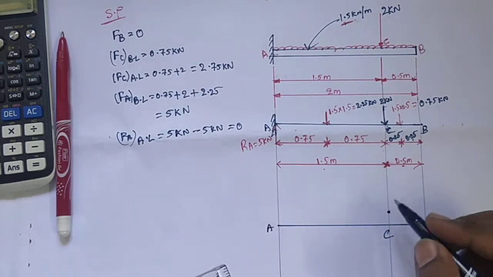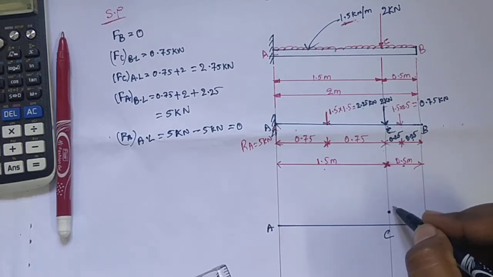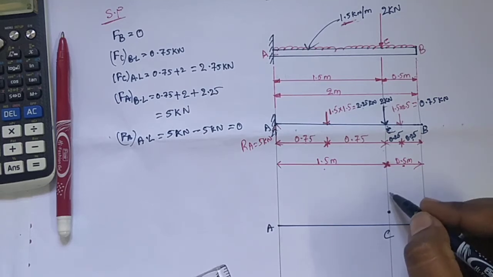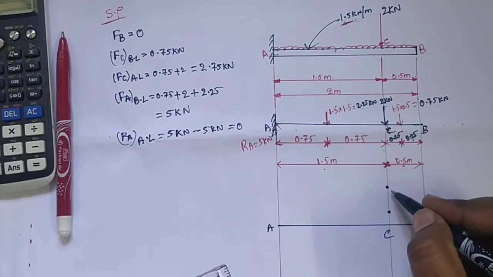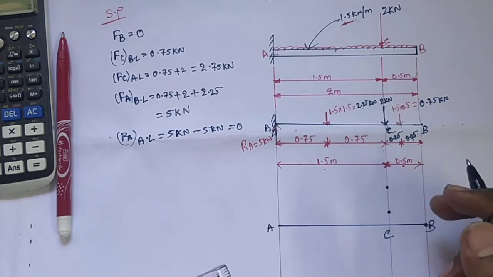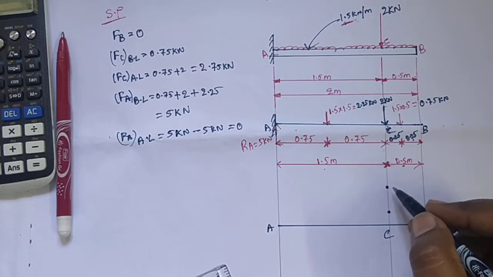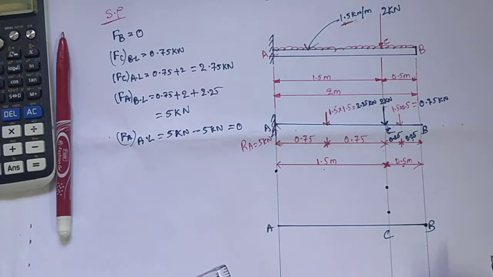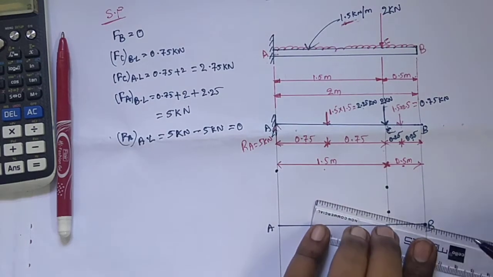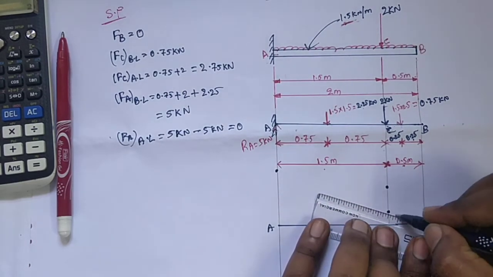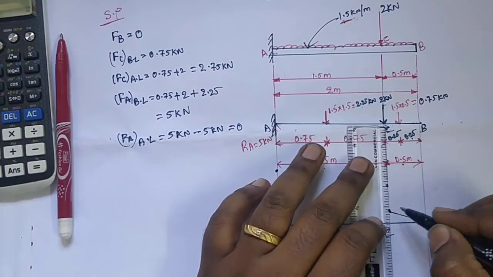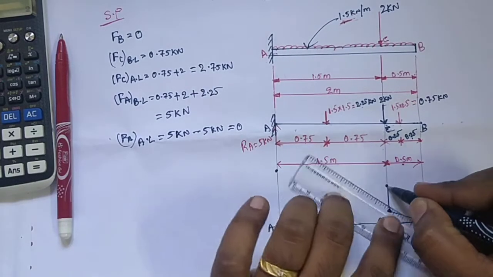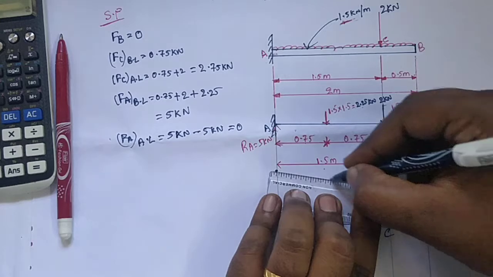Next, shear force at point C after load is 2.75. That means here the 2 kilonewtons is increased at point C. Okay, the total shear force at this point is 2.75. Next, shear force at point A, that is 5 kilonewtons. It is the shear force variation throughout the length of the beam. Okay, like that we need to draw the shear force.